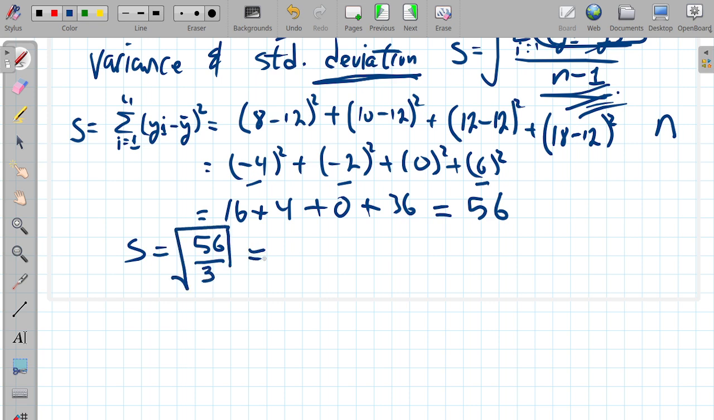So 56 divided by 3, unfortunately, is not a nice number. What would it be? Well, if it was 54, it would be better, because then it would be 18. And I don't know what the square root of 18 is off the top of my head, but it should be, well, 18. So that's 9, 3, 2, 3.4.